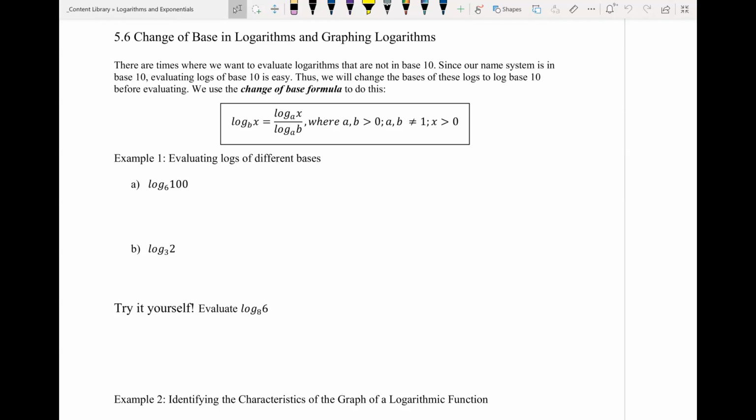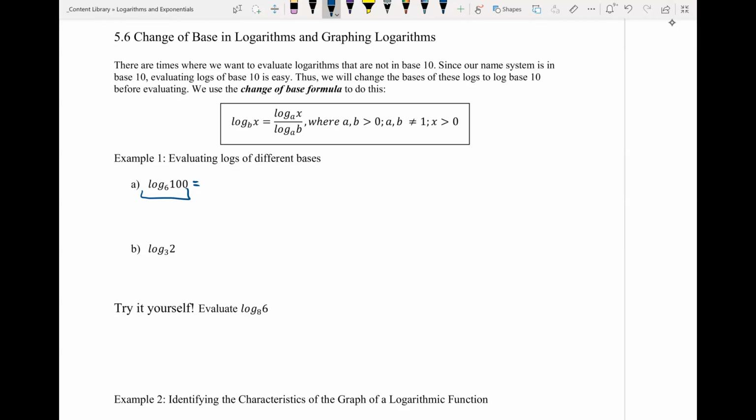So here is our example on how to utilize this formula. If I want to evaluate this, a lot of scientific calculators don't have the change of base function, so you would only have the regular log base 10 button on your calculator. If that's the case, we can use this formula to help us simplify this calculation, and then we can use our scientific calculator to do the rest.